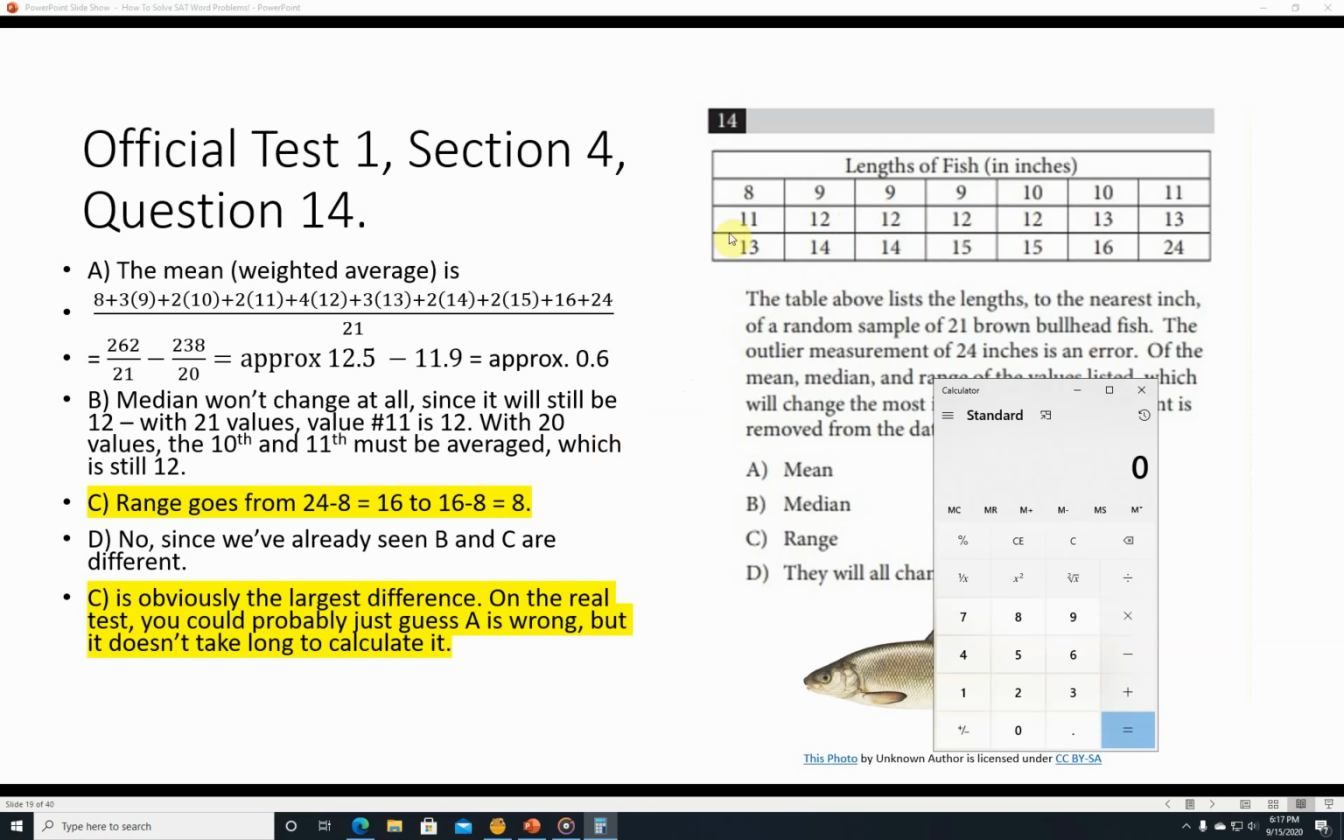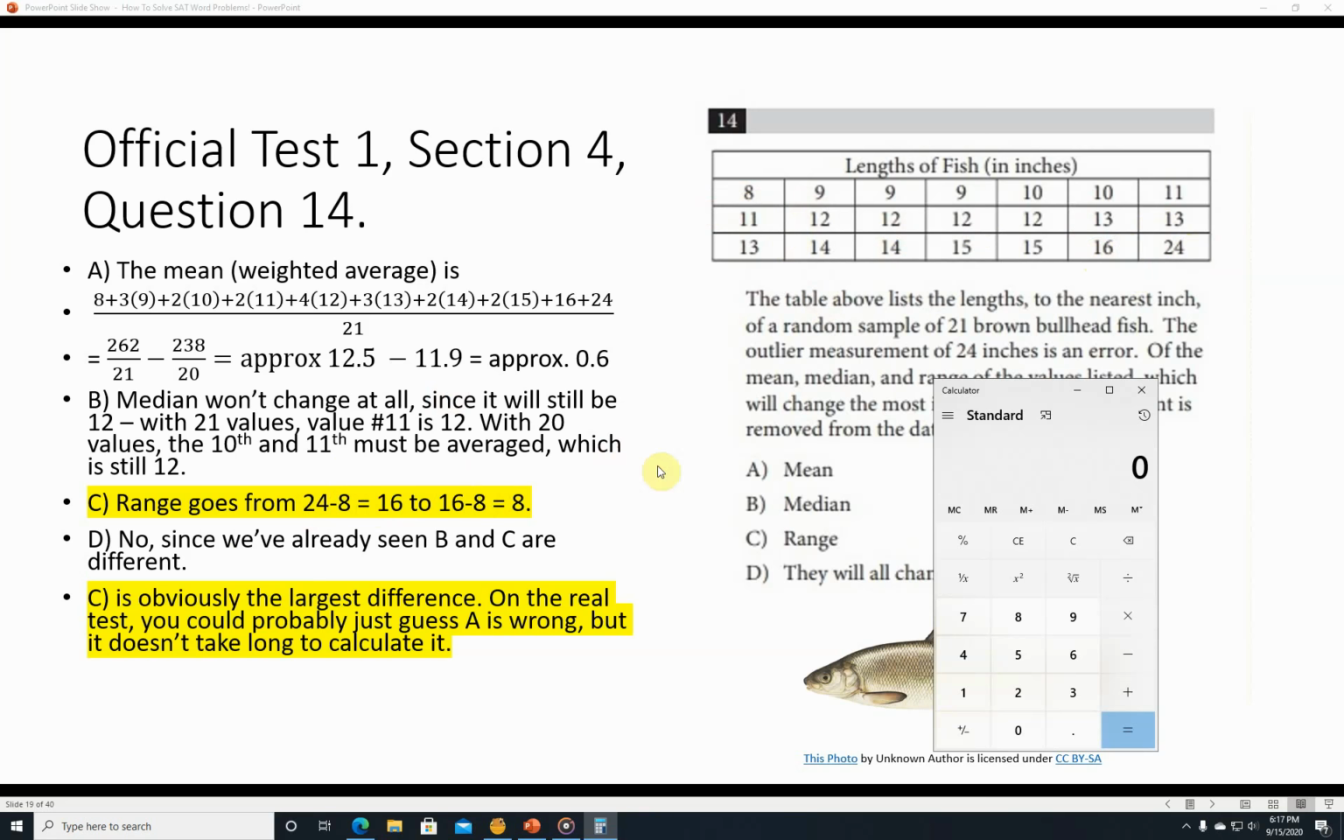C, the range is the difference between the largest and the smallest value. When we have 24 in here, it's 24 minus 8, that's 16. When you take it out, 16 minus 8 is the range, so it goes from 16 to 8. So that's going to change by 8.